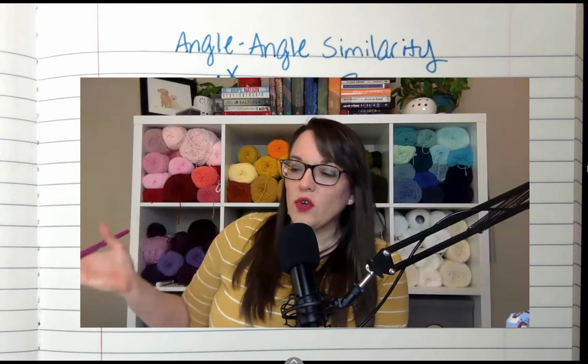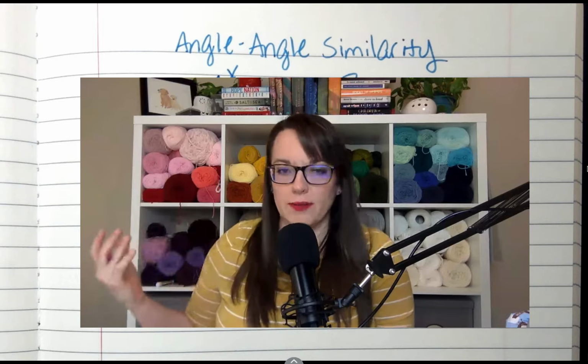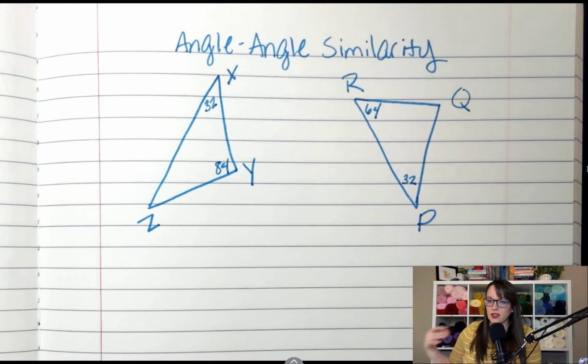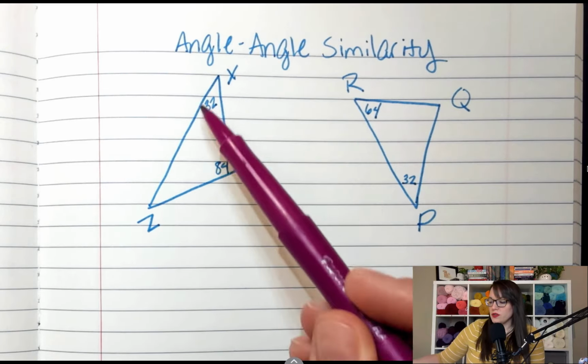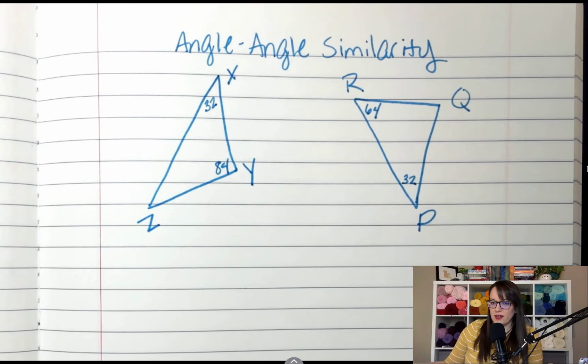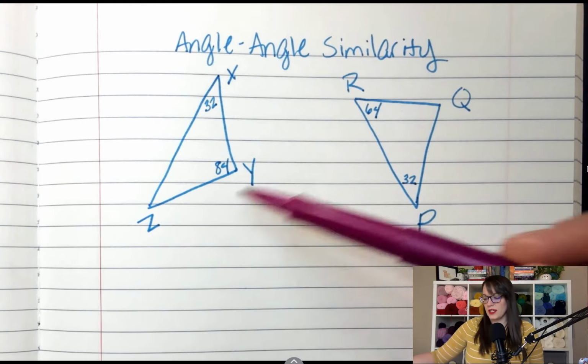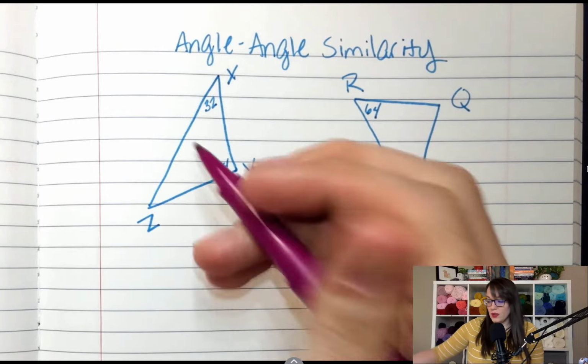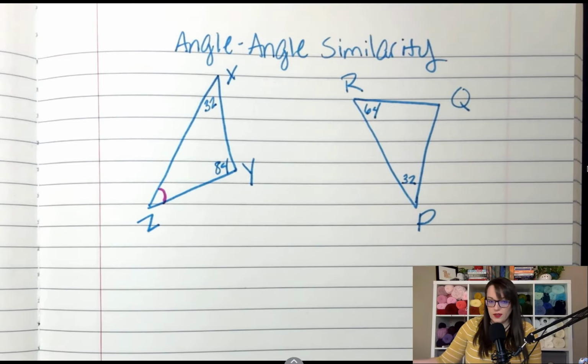Today we're looking at angle-angle similarity and we're going to talk about some triangles. So I've drawn two triangles, pretend they look similar, and I've told you that they're two angles. Take a second, write that down. All right, so we've got triangle XYZ that has an angle of 32 and an angle of 84, and we have this unknown angle right there.